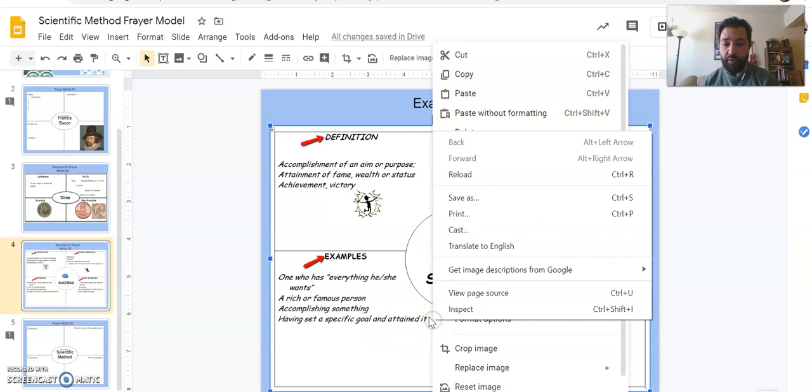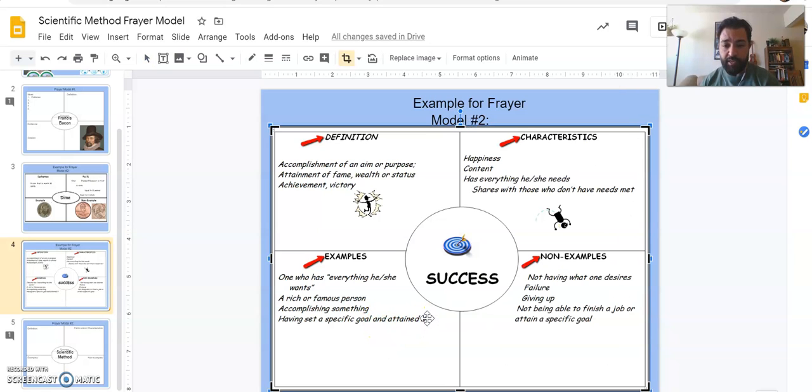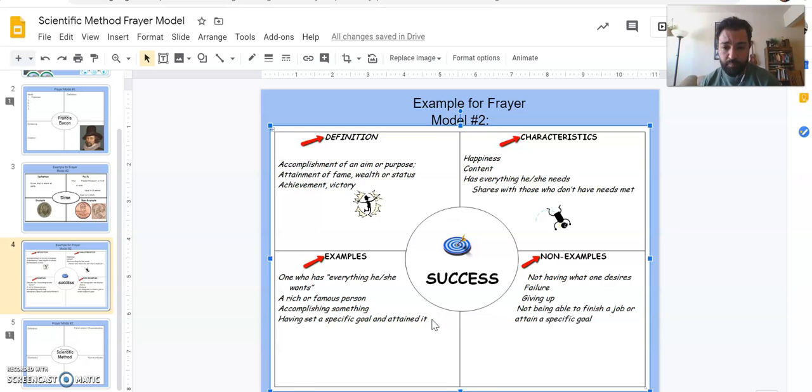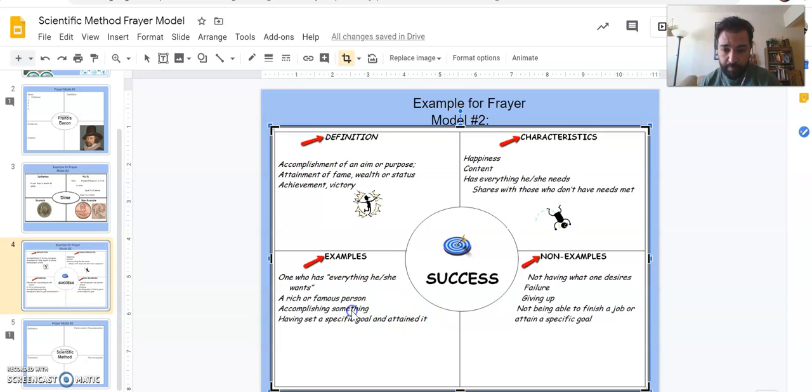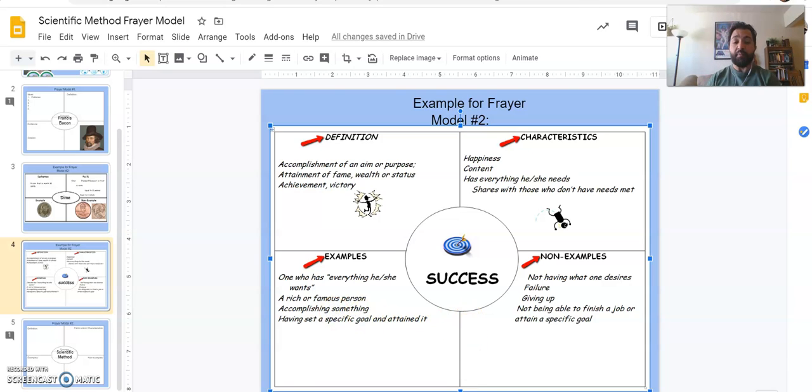So if I wanted to, as my example, I could write in here an example of success. It could be a singer that you like or an actor that you like who's had a rough life, right? Just that person's name. You could write that and explain why.